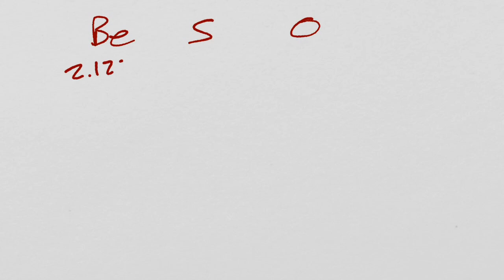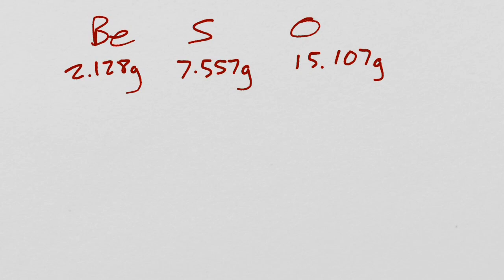Alright, let's do one more. Let's say that we have a compound that some scientist decomposes, and we find out that it's made up of 3 components: beryllium, sulfur, and oxygen. They've broken it into these pieces, and they have a mass for the beryllium, 2.128 grams. The sulfur is 7.557 grams. And the oxygen is 15.107 grams.